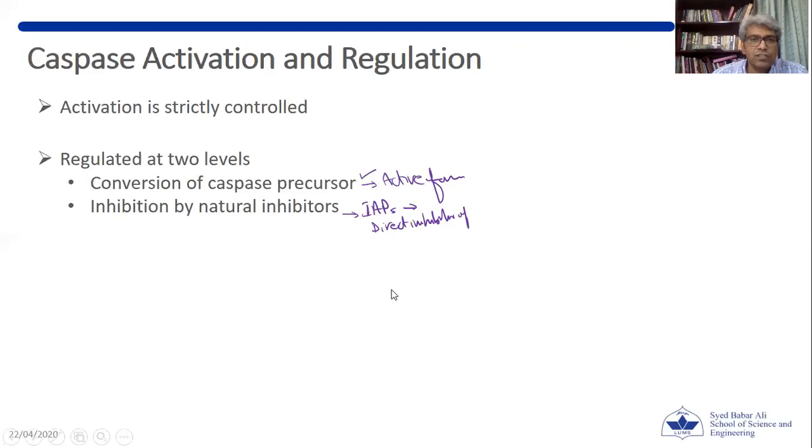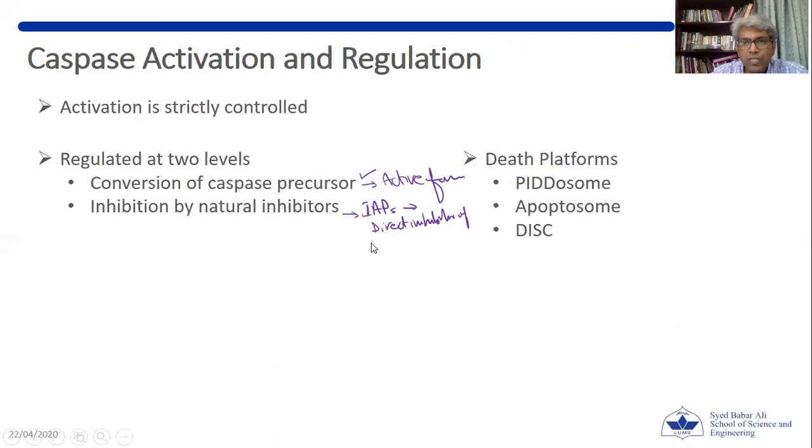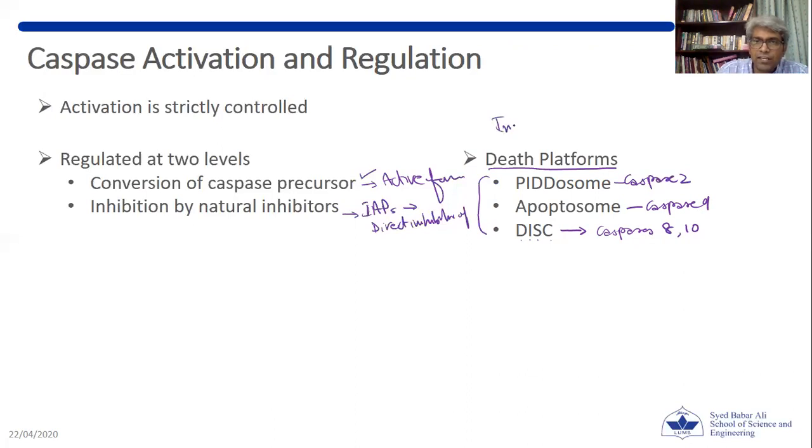So the first one, the conversion of caspase precursors into active form, is mediated in large protein complexes called death platforms. And there are three death platforms. One is called PIDDosome. So this activates caspase 2, which is, as we learned, an initiator caspase. The apoptosome activates caspase 9, and the DISC complex, which is death inducing signaling complex, activates caspases 8 and 10. Now, these death platforms only activate initiator caspases.